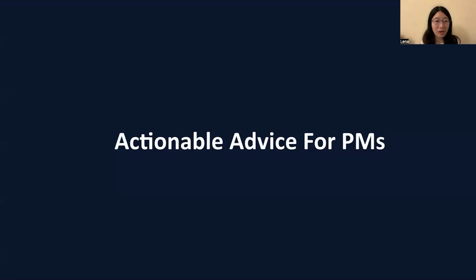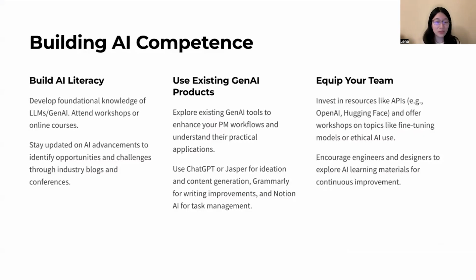What are some of the actionable advice for PMs? As PMs, where can we start? So the first is really building the AI competence from ourselves and also for our teams. The first is to build AI literacy. We can develop some foundational knowledge of large language models and GenAI. And we can also stay updated on AI advancements so that we can identify opportunities and the challenges to see what we can do to our products.